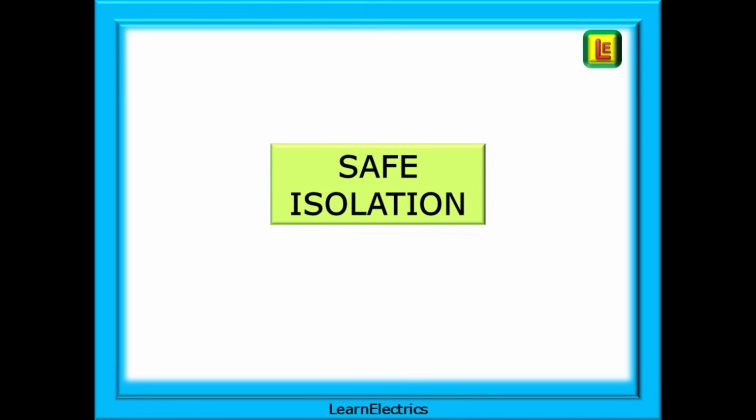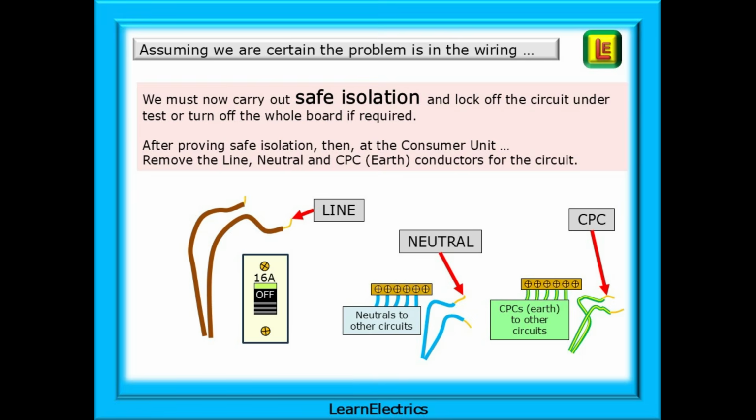Safe isolation is the next step before we start taking any wires out or dismantling sockets. Assuming that we are certain the problem is in the wiring, we must carry out safe isolation and lock off the circuit under test or turn off the whole board if required. After proving safe isolation, then, at the consumer unit, remove the line, neutral and CPC conductors for the circuit.